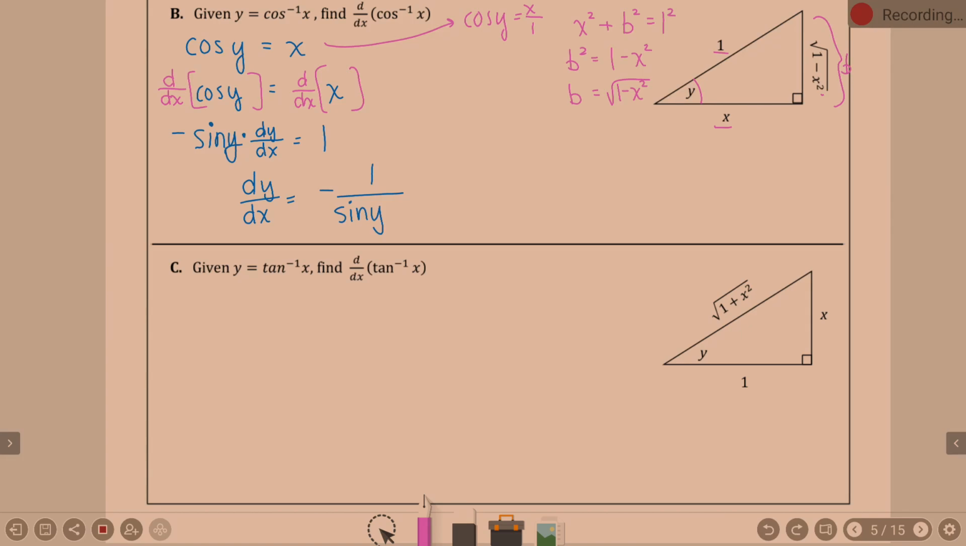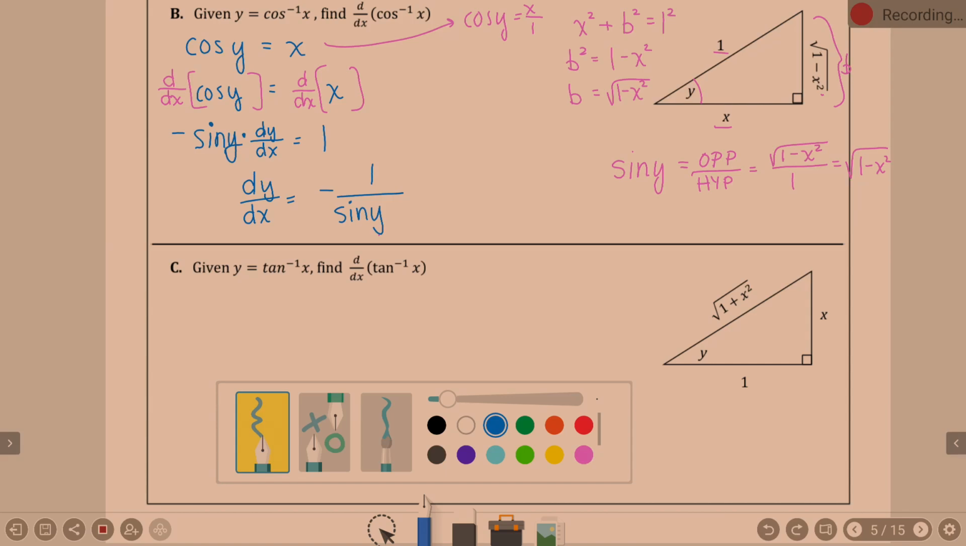We need to know on this one what sine y is. Sine of y is what? Yeah. Opposite over hypotenuse, if you will. The square root of 1 minus x squared over 1, which is just square root of 1 minus x squared. Is that piece familiar? It is.